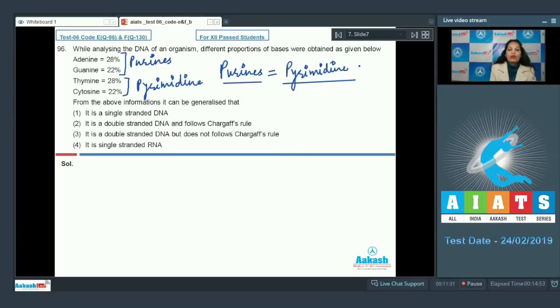And if the amount of purine is equal to the pyrimidine, then this DNA follows Chargaff's rule, and it's a double-stranded DNA because Chargaff's rule is only for the double-stranded DNA. So the correct option for the given question is option number 2. Let's see the next question.